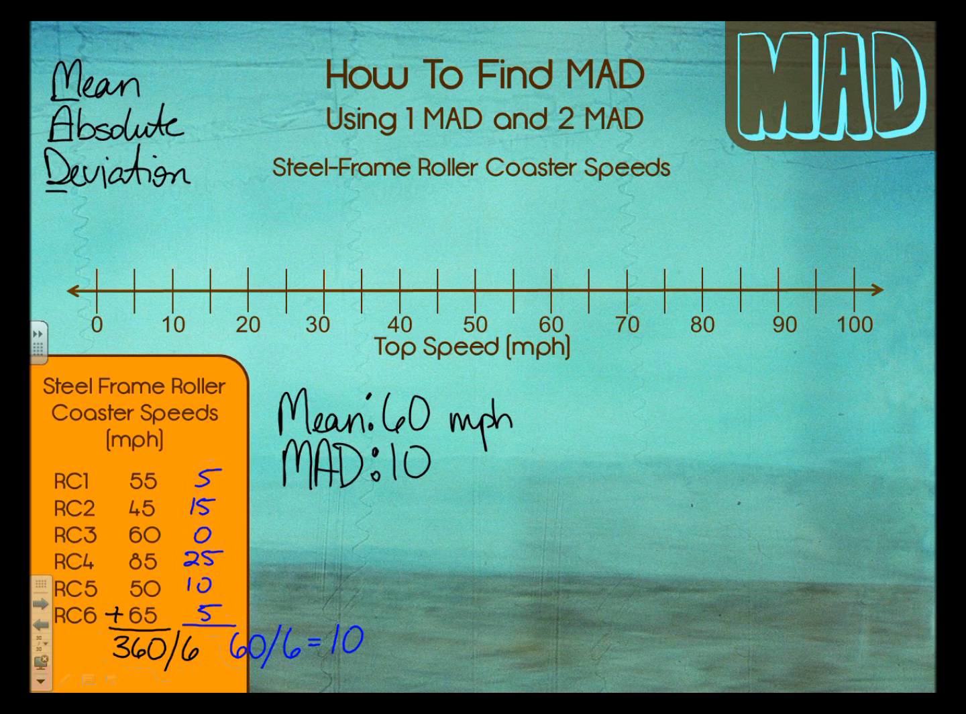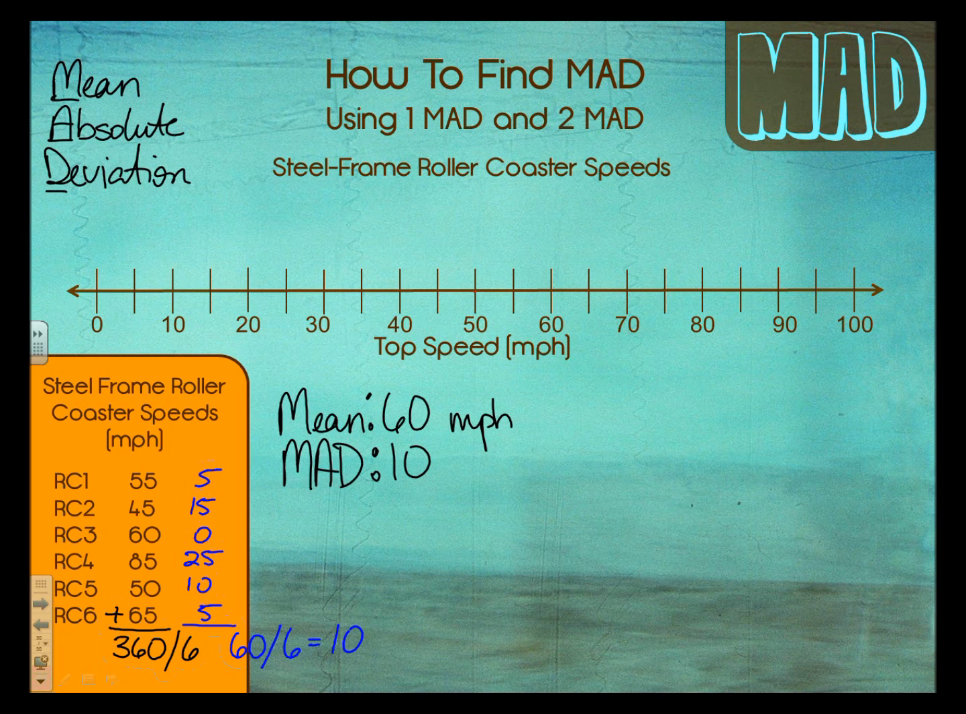Okay, so again, just a real quick review. MAD means what is the average distance from the average? How much does each point deviate on average from the group's average? In this case, our group's average was 60. And how much does each of these six data points change? How much does it get off course from the average? Well, that average distance was 10.